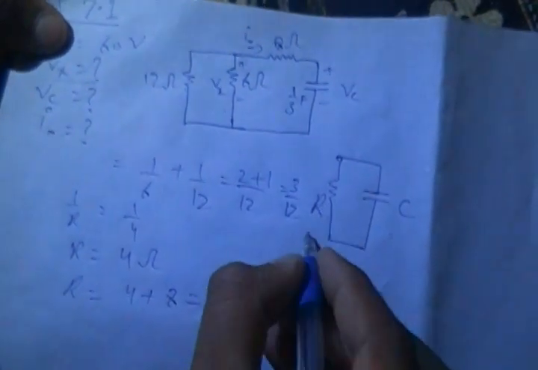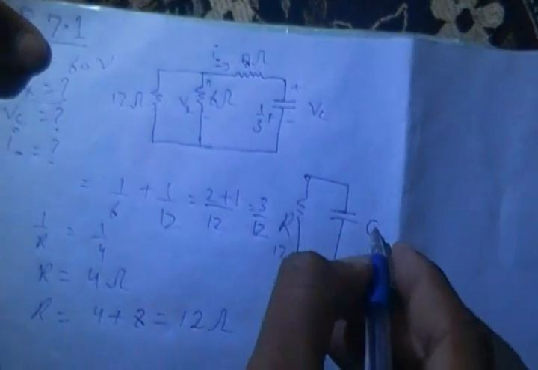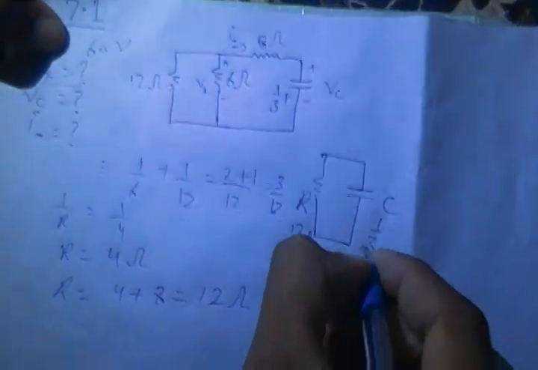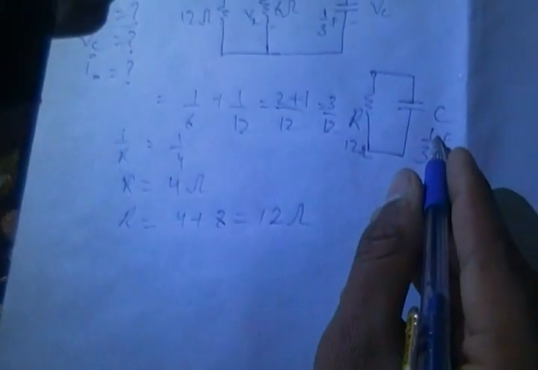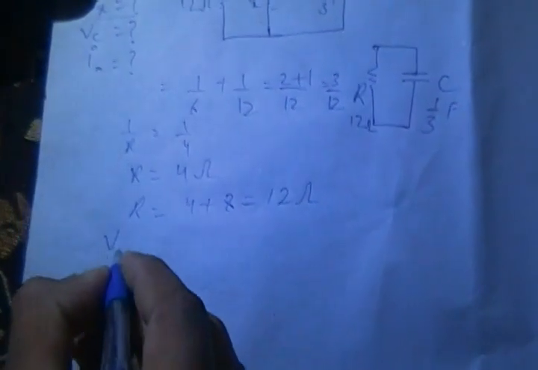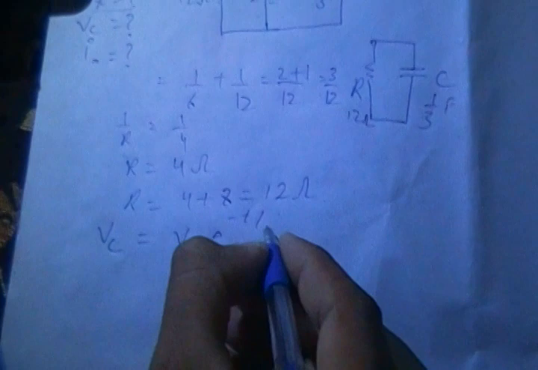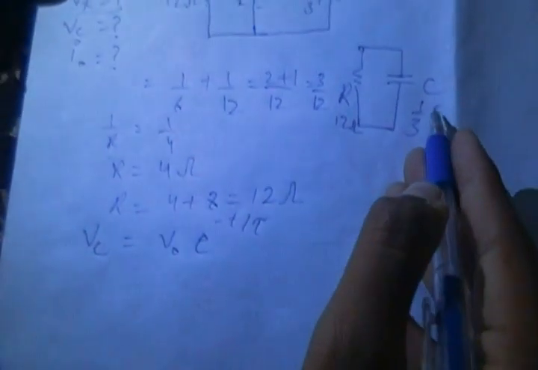So this resistor is 12 ohm, and we know that this capacitor is 1/3 farad. This capacitance is 1/3 farad. So the voltage of this capacitor would be Vc equals V naught e to the minus t over tau. This is the equation for the instantaneous voltage of a capacitor that we have derived in the previous video. So you should first watch those videos if you did not watch them.